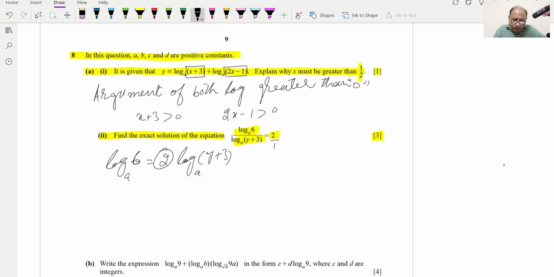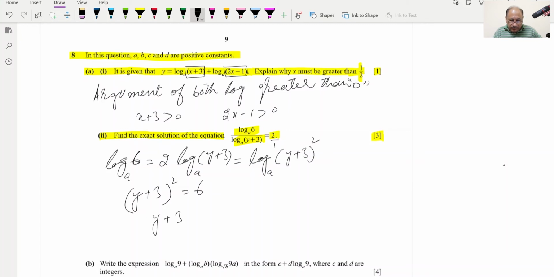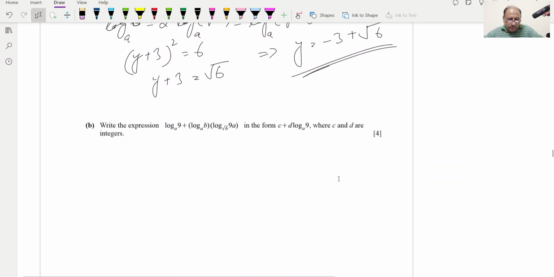Now this 2 we can write as a power. So we will write this as log with base a of (y plus 3) raised to the power 2, and now we can drop the log from both sides, and this will be y plus 3 squared is equal to 6, and we can take the root on both sides, so y plus 3 will be equal to root 6, and this implies y will be equal to minus 3 plus root 6, and this will be our final answer for this one. This will be a 3-mark question.